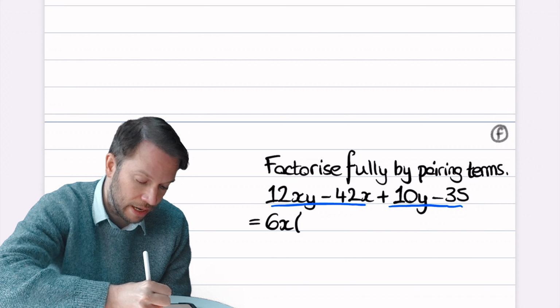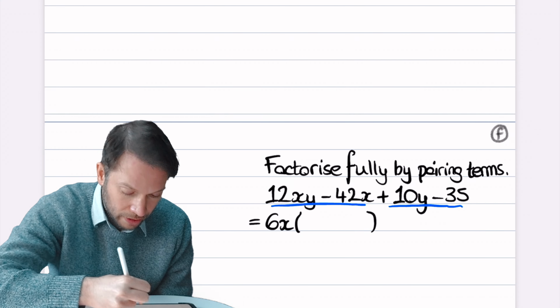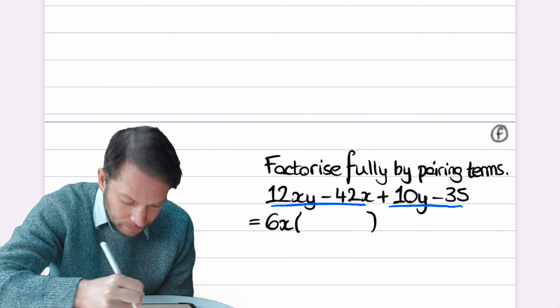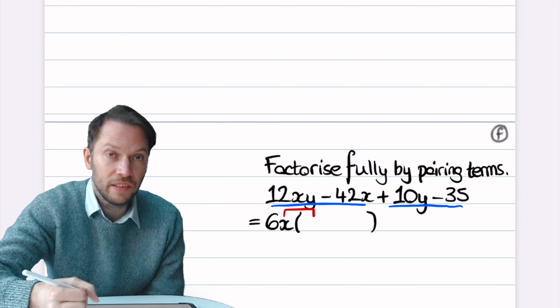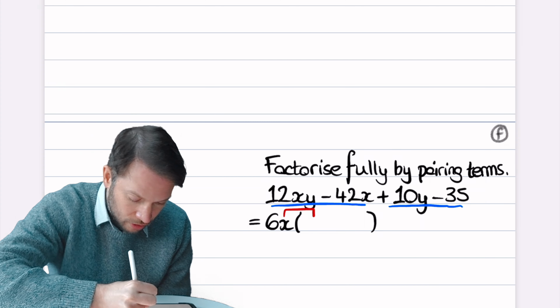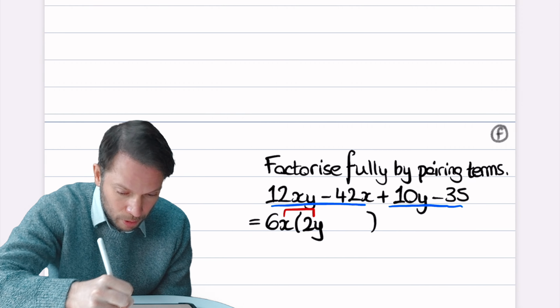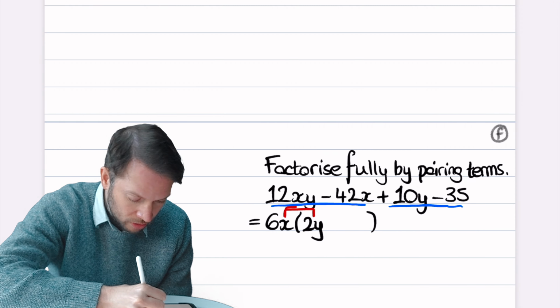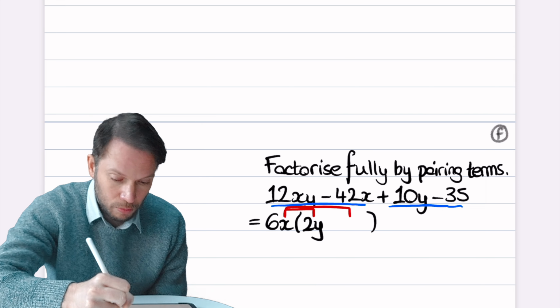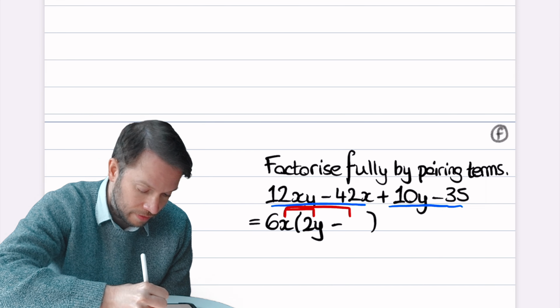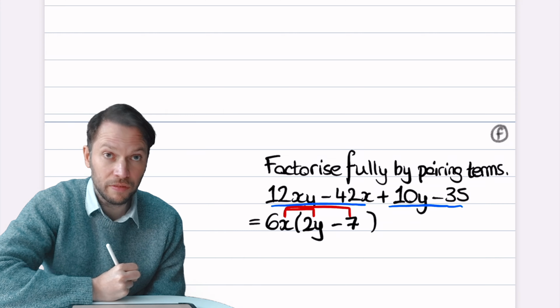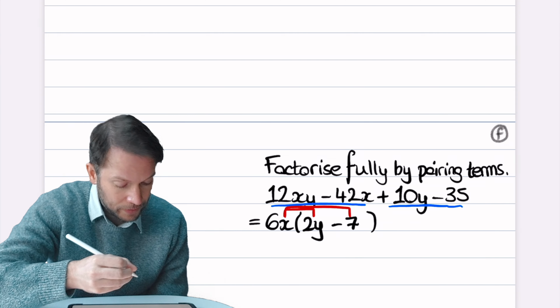And then we open a bracket, and we think, okay, 6x multiplied by what is 12xy? Well, it's 2y, because 6 times 2 is 12. And then 6x multiplied by what is minus 42x? Well, it's negative 7, isn't it? 6 times negative 7 is minus 42, and then you've got that x there as well.